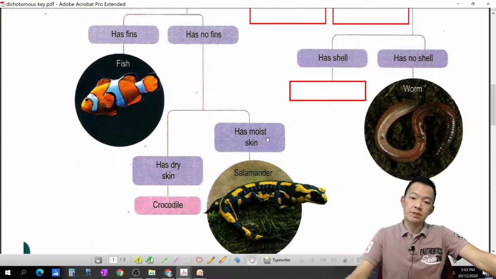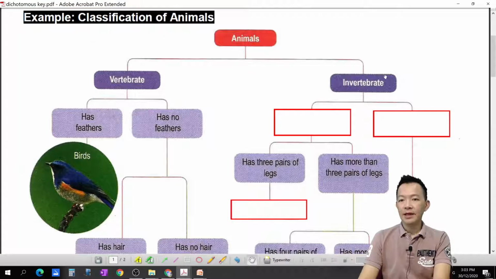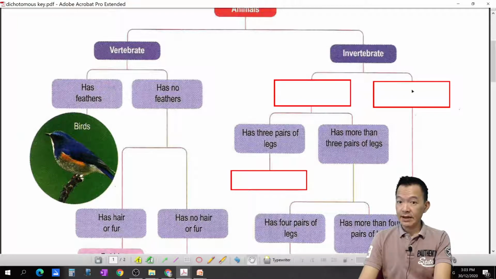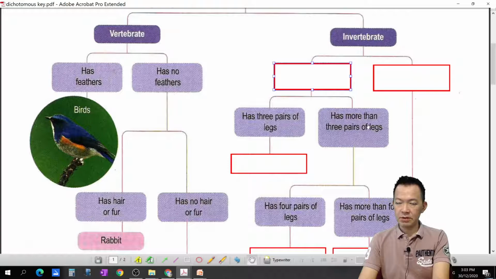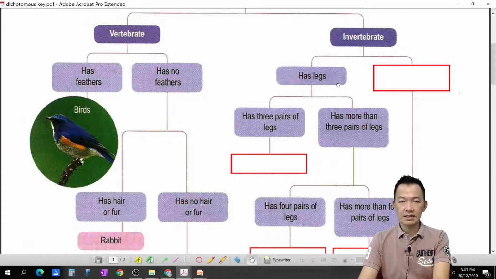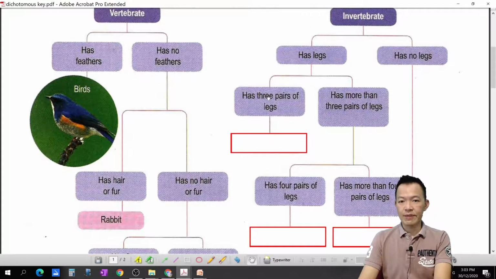Remember, don't memorize the classification itself, but the method is normally opposing characteristics, also called the dichotomous key. Next, for invertebrates, we still use this method. Invertebrates can be separated into two groups: has legs and has no legs. For those with legs, we have 3 pairs and more than 3 pairs. 3 pairs, any example? A normal insect, cockroach, or grasshopper.